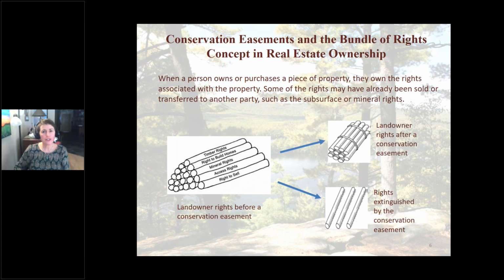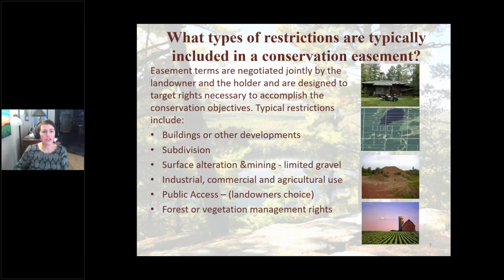So what types of restrictions are typically included in a conservation easement? These terms are negotiated jointly between the landowner and the holder at the time of the sale or purchase of the conservation easement. Typical restrictions include the restriction on building or development on the property, and the restriction to subdivide the property, so taking a piece of property and dividing it so that a part of it can be sold or separated from the other part of the property.